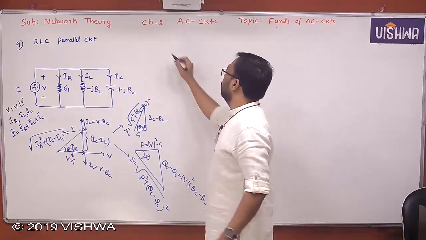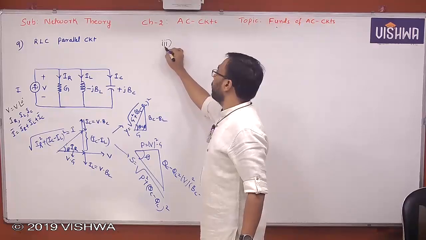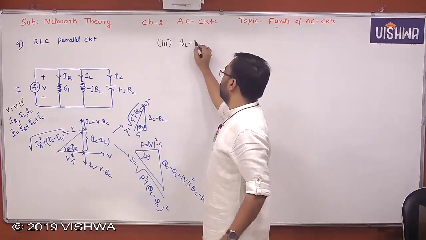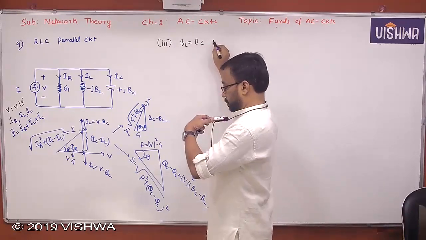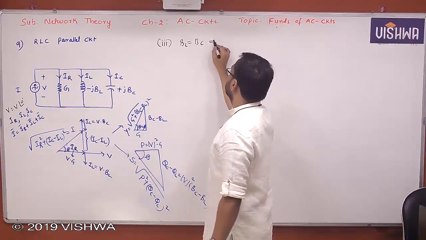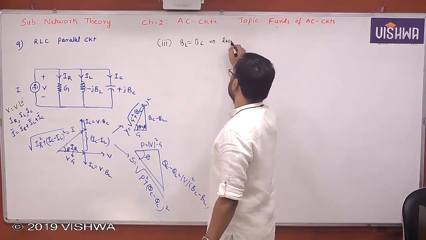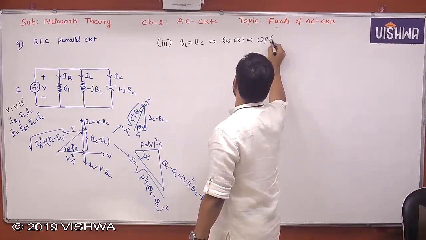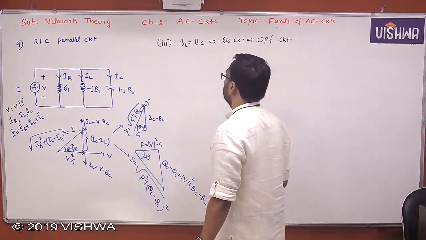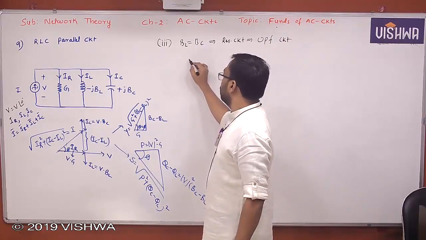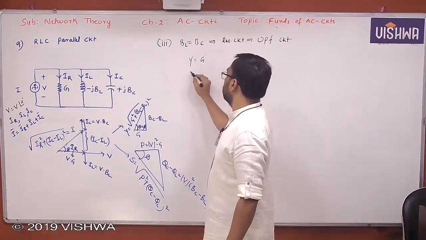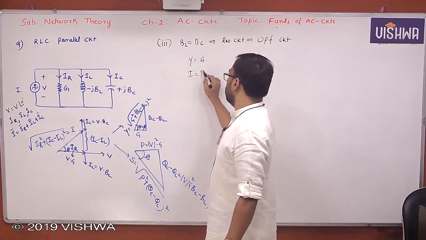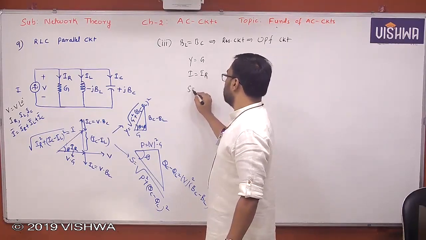Similarly, case 3, BL is equal to BC. It behaves like a resistor circuit, unity power factor circuit. So then Y is equal to G, I is equal to IR, S is equal to P.